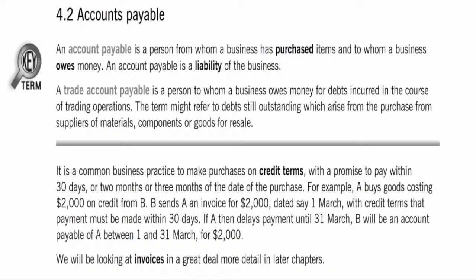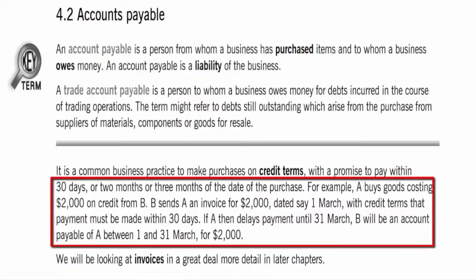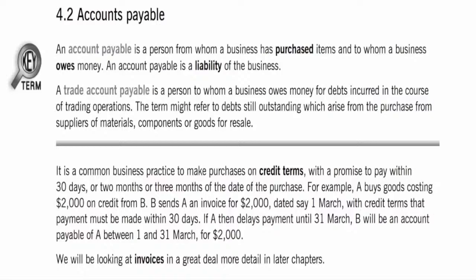To make this crystal clear, let's go over the example from your book. The transaction. Company A buys goods from Company B for $2,000 on credit. Company B sends an invoice dated March 1st, which says payment is due in 30 days. What happens if payment is delayed? If Company A doesn't pay until March 31st, Company B remains an account payable for Company A during this time.